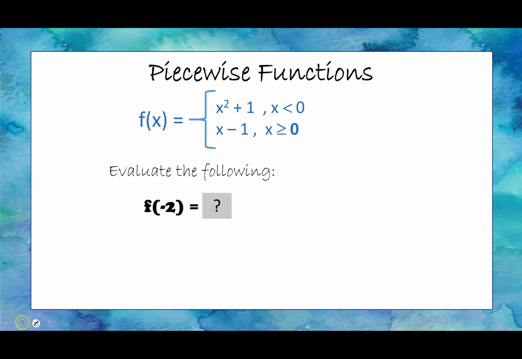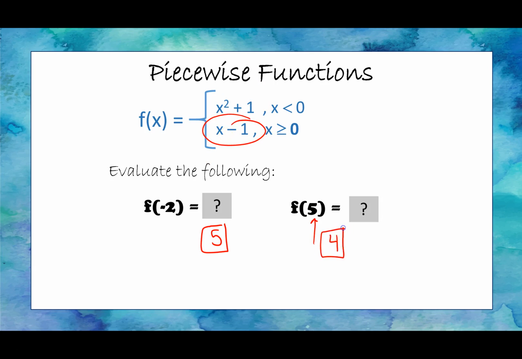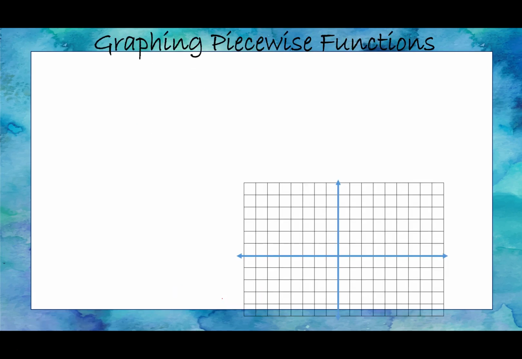All right, maybe you want to try the following on your own. Try f of negative 2 and f of 5. All right, so you've paused the video and you're coming back now. You should have gotten for negative 2, plugging in here, 4 plus 1 is 5. However, for 5, we're actually going to plug in here, and we get 4, because 5 minus 1 is 4. I don't think we need to do that extra practice.